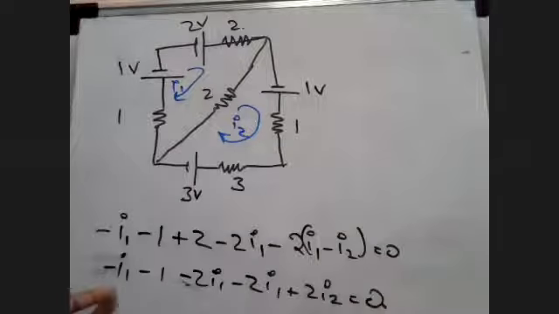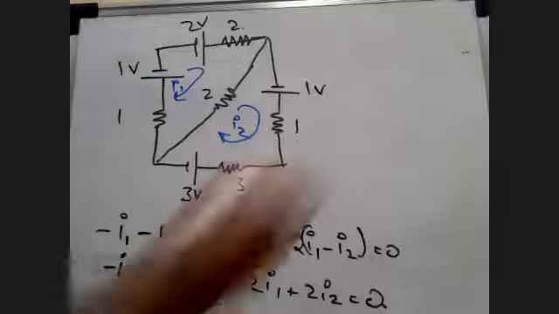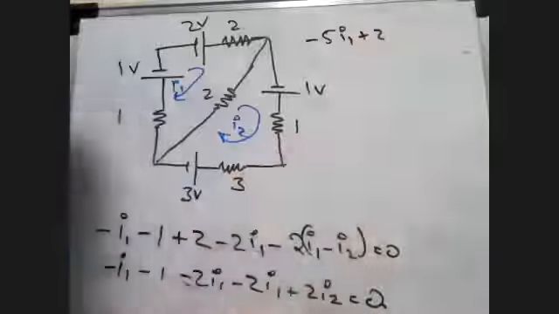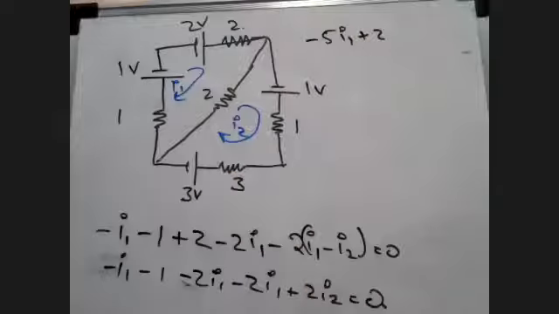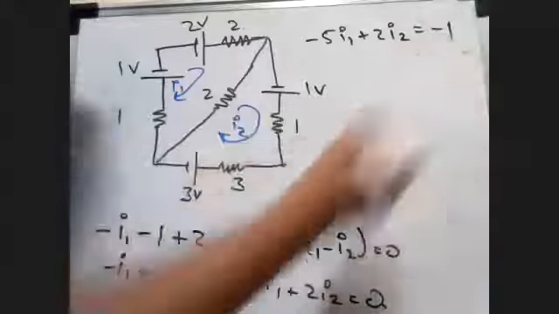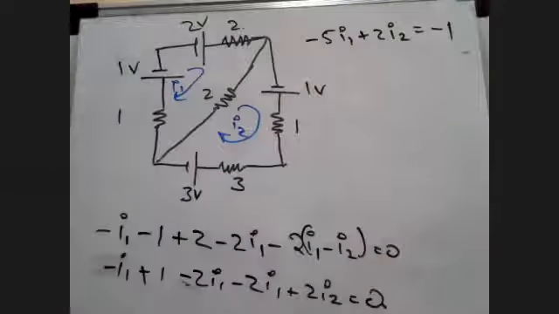So how much does this come out to be? Minus 5 I1 plus 2 I2, and the constants 2 minus 1 will come plus 1. Okay. Minus 5 I1 plus 2 I2 equals to minus 1. First equation. That's it. Okay, second equation, quickly.